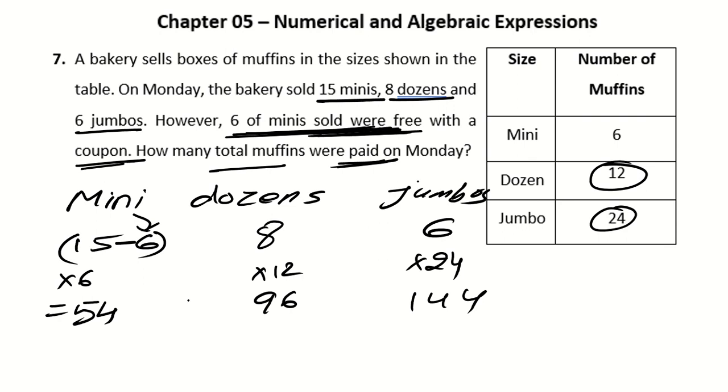Now, just add all the numbers. So this is 5, 4 and 6, 10, 10, 4, 14, 1 carried, 6, 6, 9, 15, 15, 4, 19, 1 carried, 1, 1 and 1, 294 muffins. Okay.